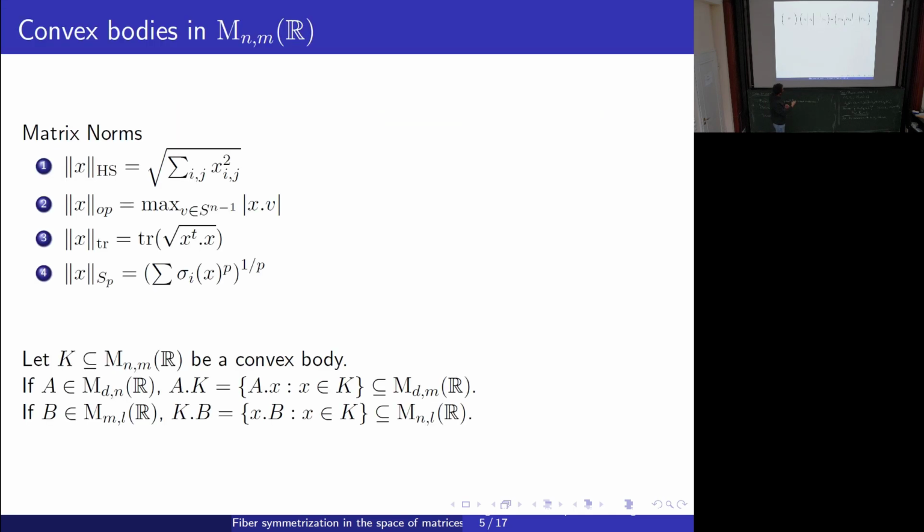Okay, so if you have a convex body, you can consider the left and right action of multiplication by matrices. So by A times K, I'm referring to A times the point, where the point is itself a matrix, right? So these two operations are just linear functions applied to the convex set, but particular linear functions.